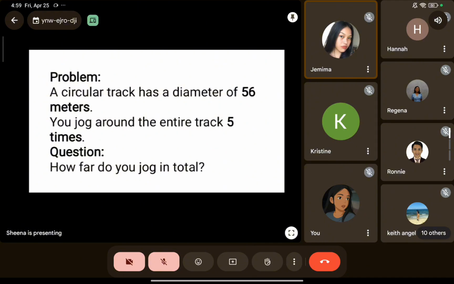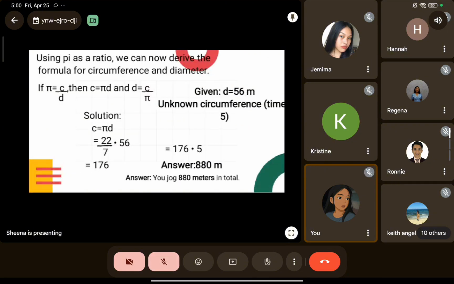Okay, next, we go to the diameter. The problem is: a circular track has a diameter of 56 meters. You jog around the entire track 5 times. The question is, how far do you jog in total? Please go to the next slide. So, using pi as a ratio, we can now derive the formula for circumference and diameter.